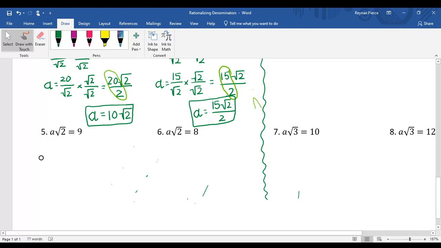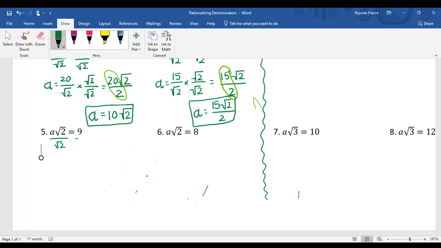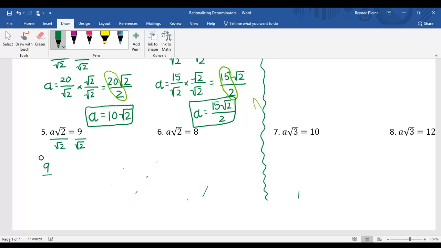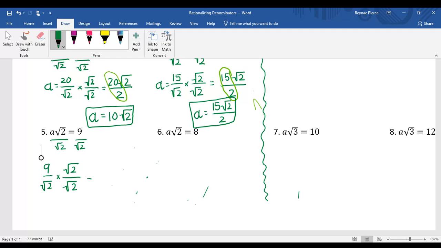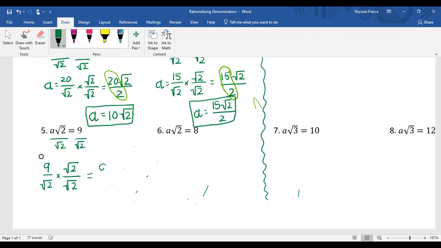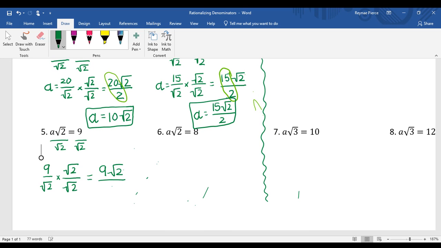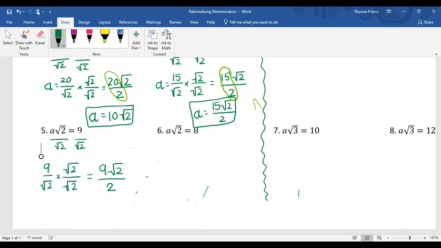Number 5, we are going to be multiplying 9 over the square root of 2 by the square root of 2 over itself. In the numerator, we have 9 times the square root of 2. In the denominator, we just get 2.